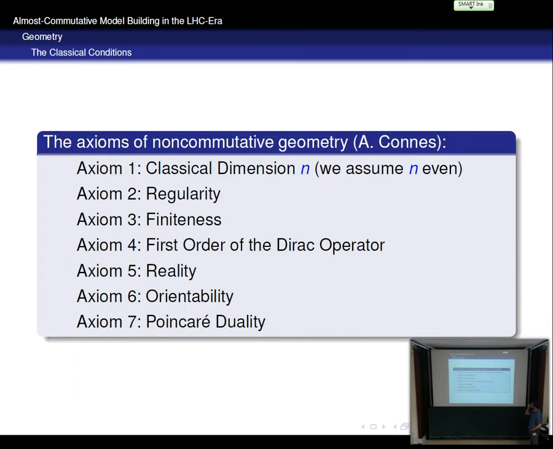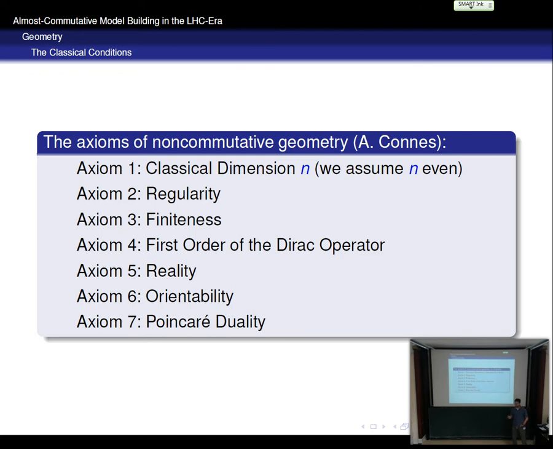And then of course we take a set of axioms: classical dimension, regularity, finiteness, first order, reality, orientability, and usually also Poincare duality. And everything I say here is classical in the sense that all of these axioms should be satisfied. So I want to have regularity, zeroth order, and first order, I want to have everything. Since the standard model fulfills this, any deviations go from first order or from zeroth order, where the commutator is done.